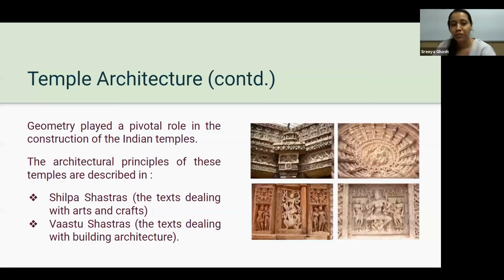Geometry plays a very important role in the construction of Indian temples. By geometry, I basically mean Vedic geometry. These geometries have been discussed in our old texts, known as the Shilpa Shastras and the Vastu Shastras. Shilpa means art in Sanskrit, so the texts which deal with arts and crafts are known as Shilpa Shastras, and Vastu means building, architecture, so the texts which deal with those are known as Vastu Shastras. Shastra means text, basically.